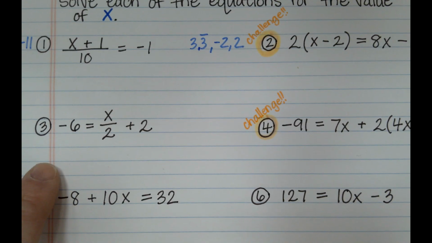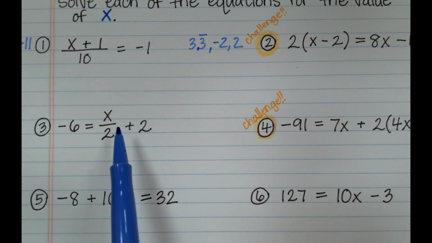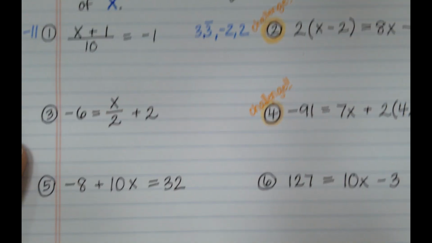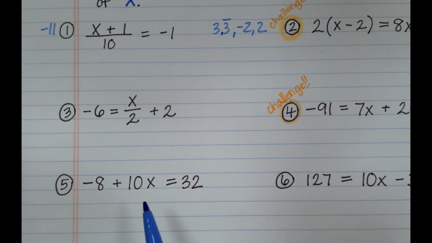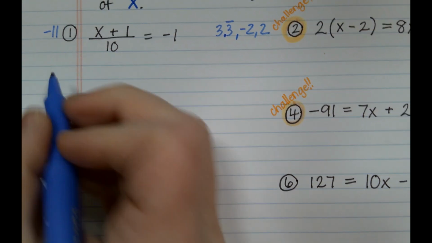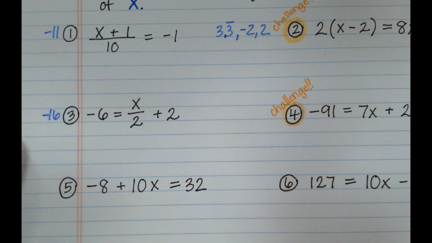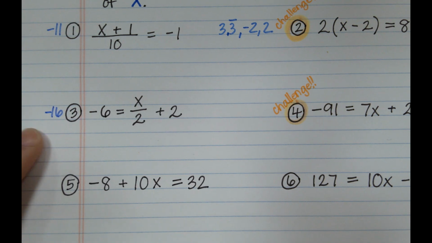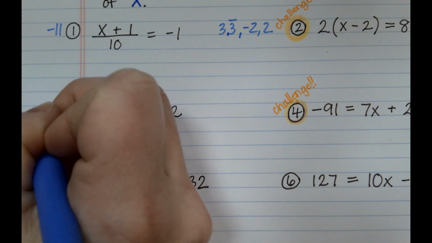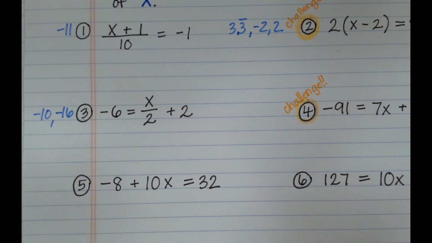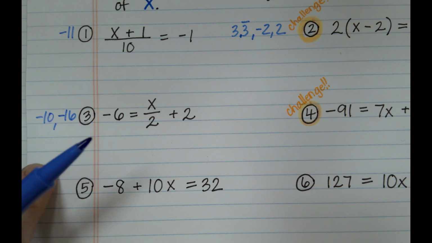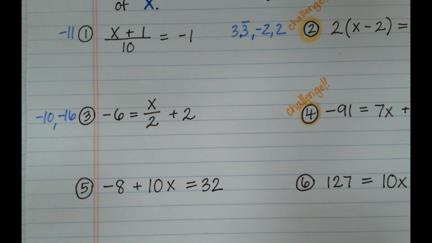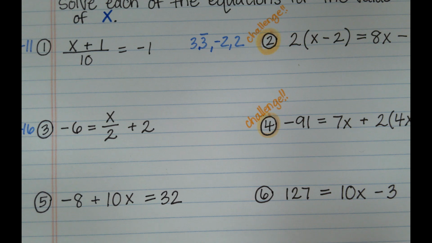Okay, let's look at number 3. -6 equals x divided by 2 plus 2. What answer did we get for this one? I got -16. -16. Anything different? -10. -10. Anything else? Everyone got -16 or -10 if you did it? Perfect. Okay. How about number 4?